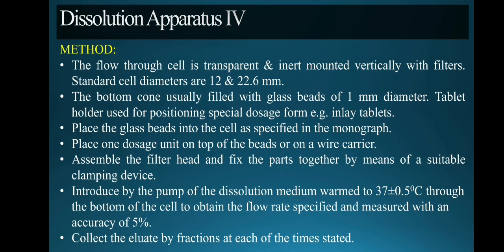Now we have to place one solid dosage form on the top of the bead or a carrier, which is generally a wire carrier. We have to assemble the filter head and fix all the parts with the clamping device as suitable in the monograph. Now we have to introduce the dissolution medium by pump, which is maintained at 37 degrees Celsius, through the bottom of the cell to obtain the flow rate specified and measured with the accuracy of 5%. We have to collect the eluate by fraction at the time stated.